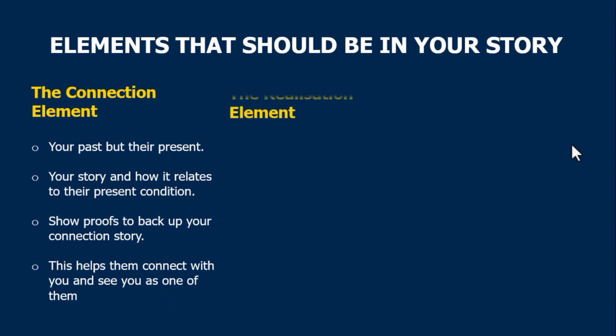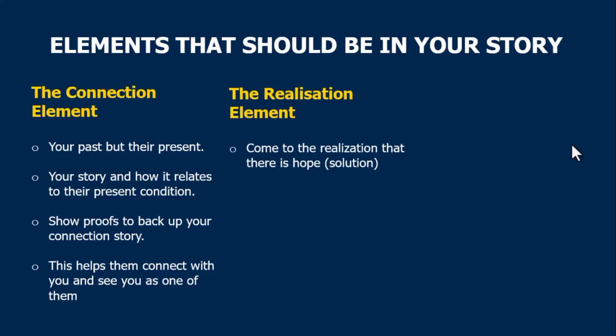So the next part is the realization element. Like we said, the realization element is the point where you want them to see that there is a solution to their problems or a solution to their challenges. So the first thing that will be in the realization element is you want them to come to the realization that there is hope, that there's a solution. Despite the fact that they've tried a lot of things, there's actually a solution for them. That's what you want them to come to. And in trying to get them to see that there's a solution, you need to tie that expectation to your core offers.